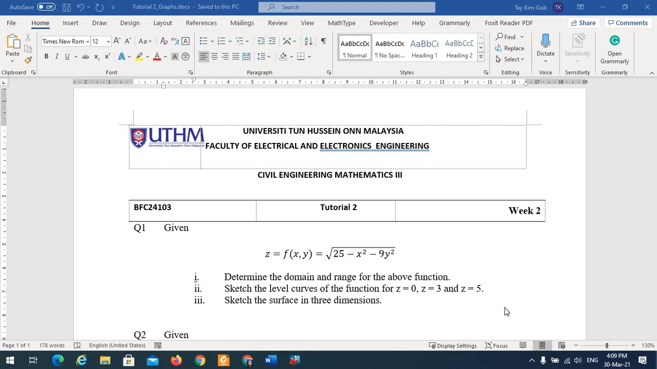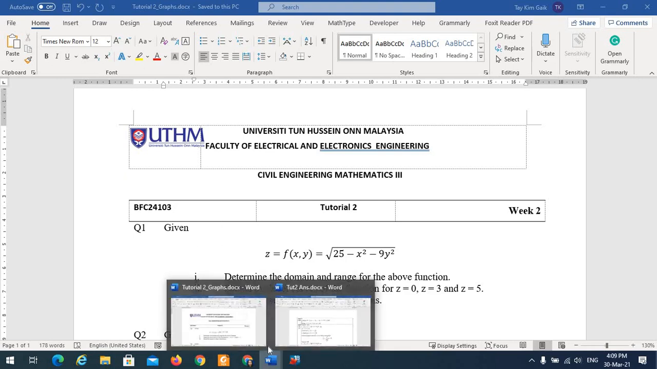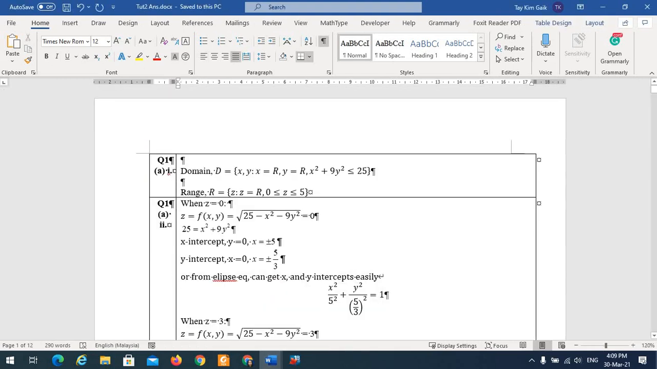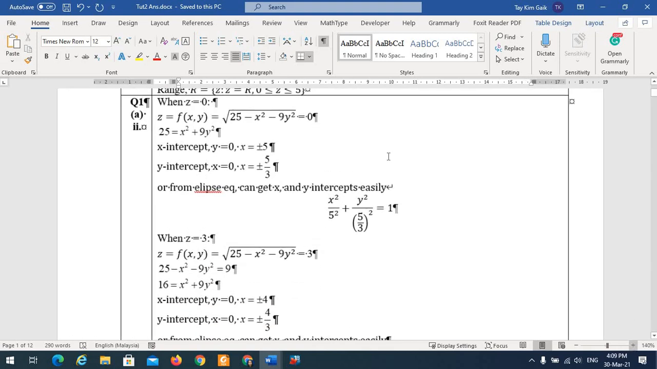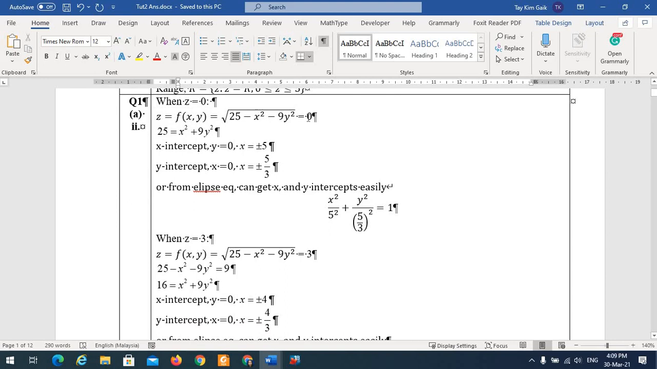First one is z equal to 0, then the equation here equal to 0. Then z equal to 3, z equal to 5. Okay, this is z. The function f(x,y) equal to 0.